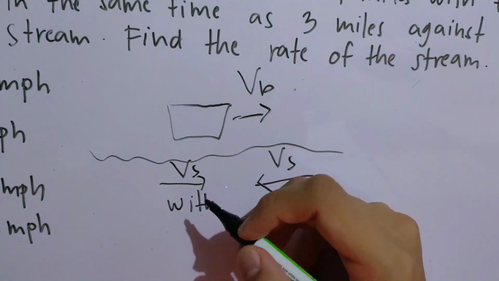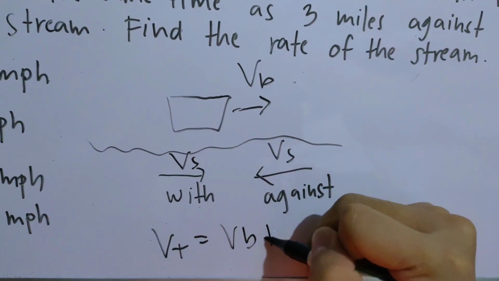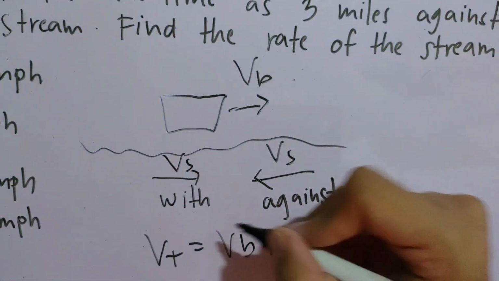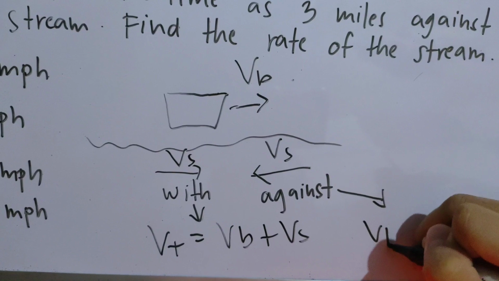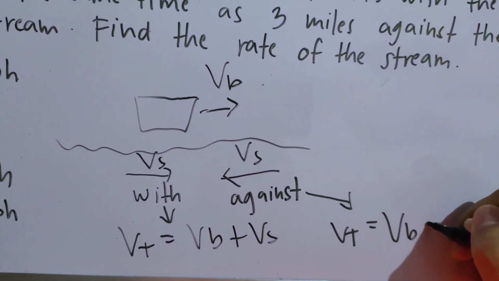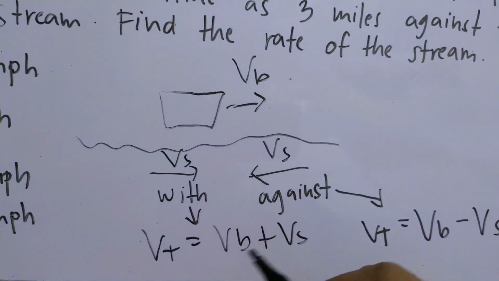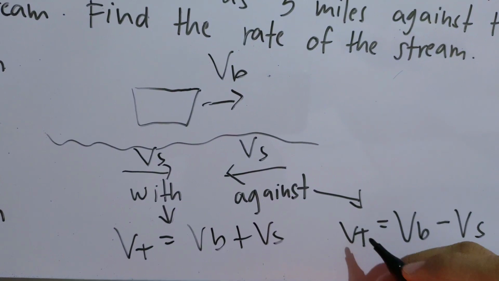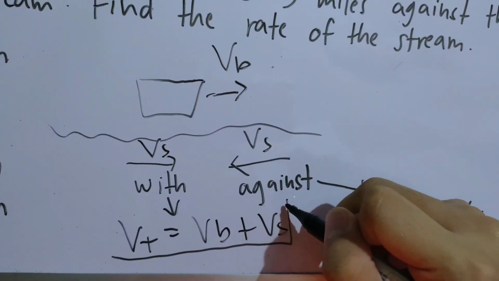So for example, with the stream, your total velocity is VB plus VS. You add the velocity of the stream to the velocity of the boat. So VB plus VS is with the stream. When going against the stream, it's the opposite. Your total or net velocity, you subtract the velocity of the stream from the velocity of the boat. So that's minus. So this is all you need to remember: with the stream, add the velocity of the stream to get your total velocity; against the stream, subtract the velocity of the stream. Just remember these two concepts.